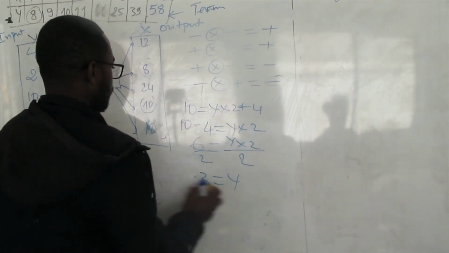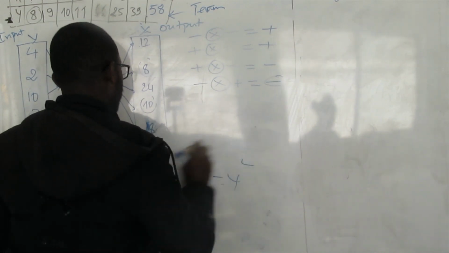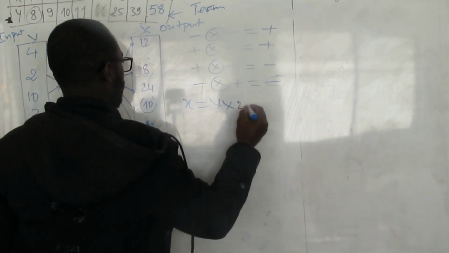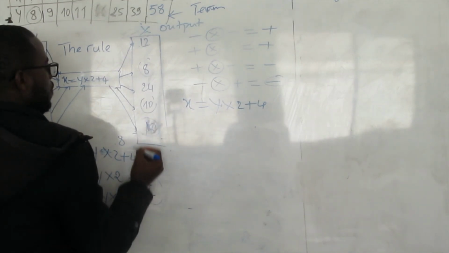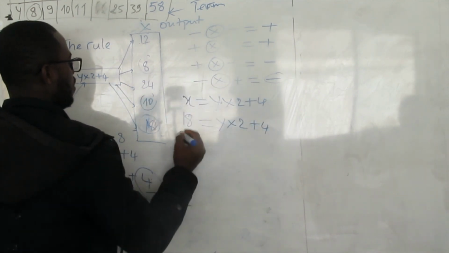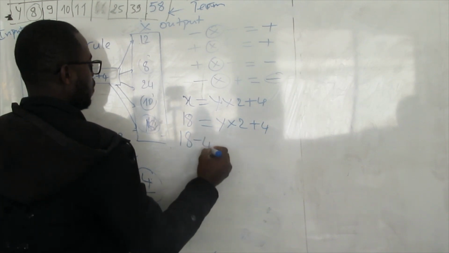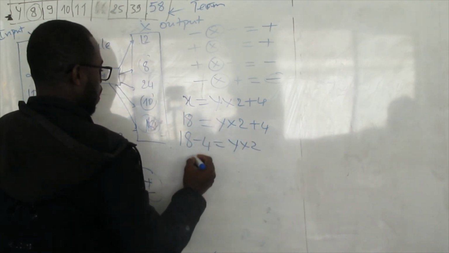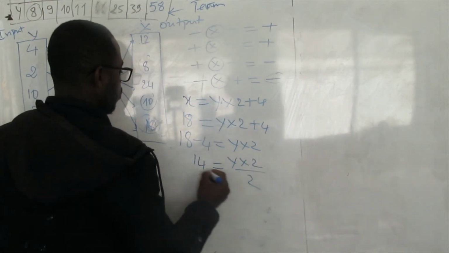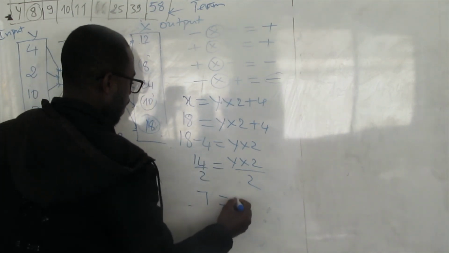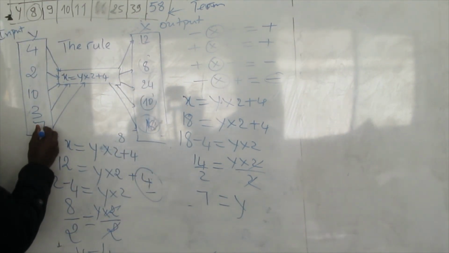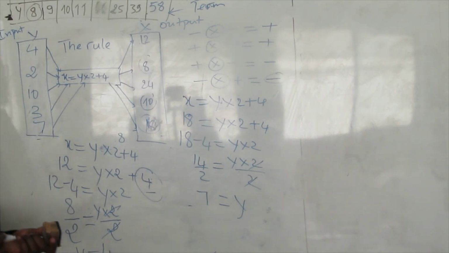And the last one. The last one again, you use the same rule: y times 2 plus 4. You replace the value of x, the value given, 80. When you shift this 4, minus 4, y times 2 is 14. Y times 2, you divide both sides by 2, 7. Y equal to 7. That's how you do it.